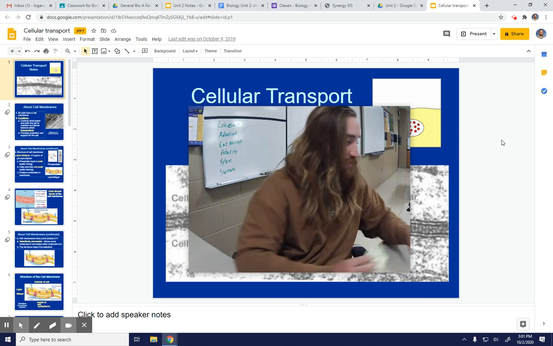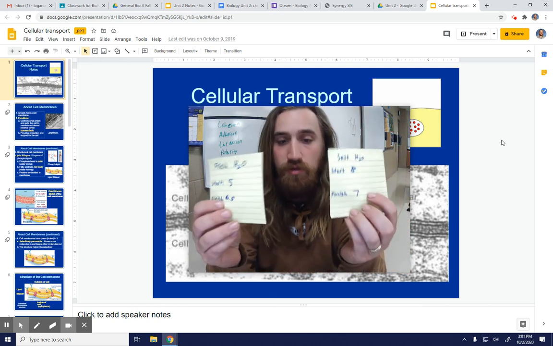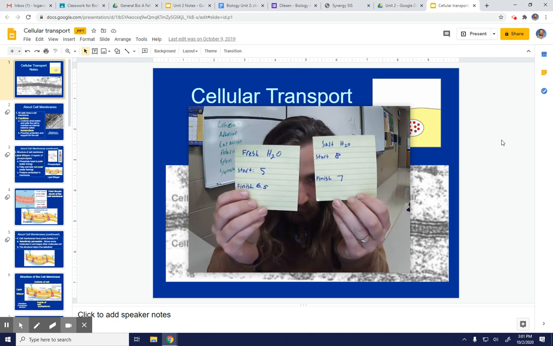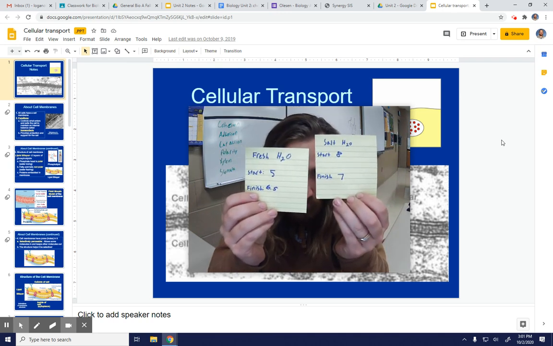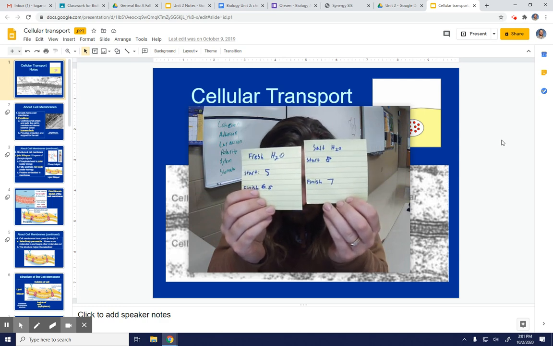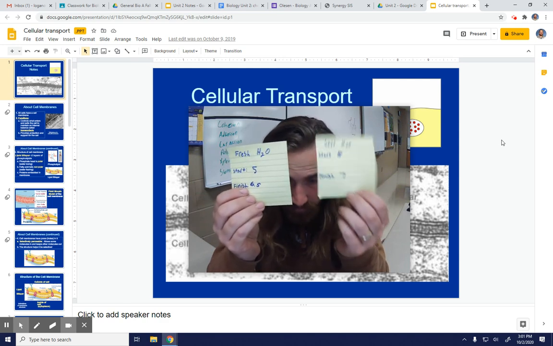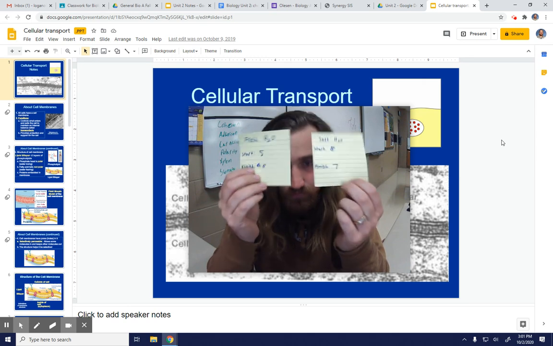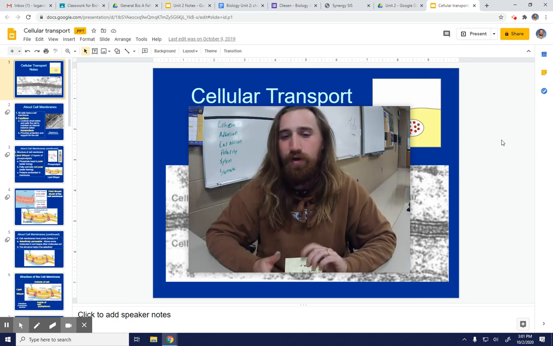Okay, so if you guys need a reminder, here are the statistics. Freshwater went from 5 grams to 6.5. The saltwater one went from 8 grams to 7 grams. Okay, so this one lost mass. This one gained mass. Okay, tell me why.